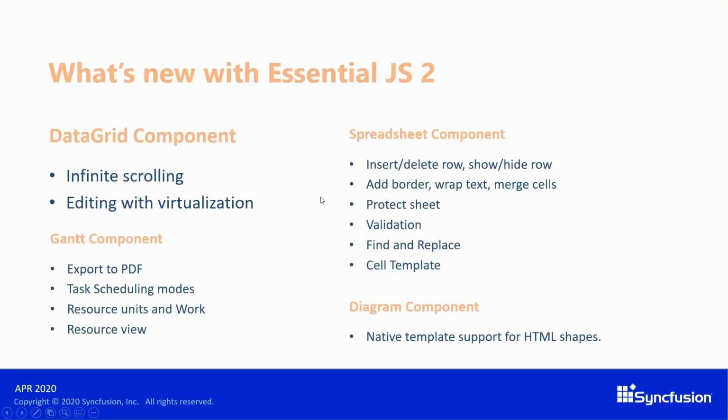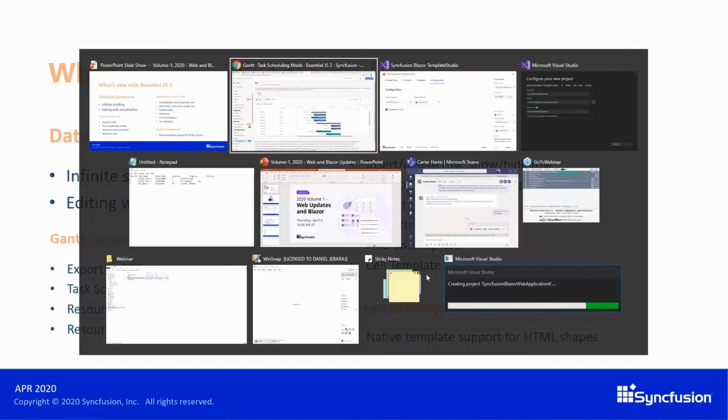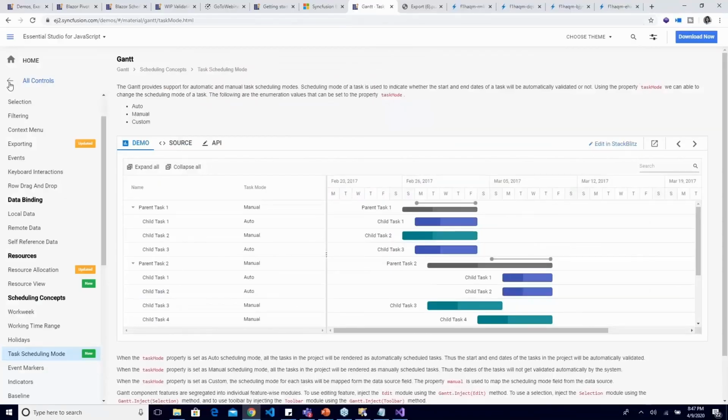Now let's move on to the next set of features with the spreadsheet component. There are many enhancement features added to the spreadsheet component in this Volume 1 2020 release to mark it as final. The feature list includes the insert and delete row option, showing or hiding rows, adding a border to a cell or range of cells, wrapping the text, merging the cells, a protect sheet feature, the validation feature, the find and replace feature, as well as the cell template. So you can see the examples for all these features.